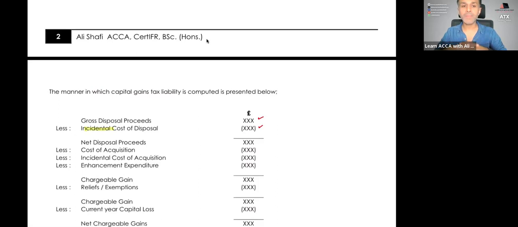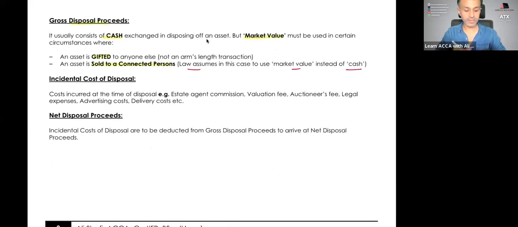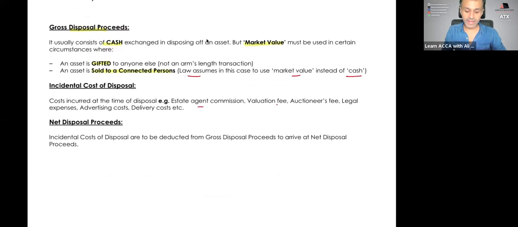All of these costs are directly associated, and deducted. So after deducting the incidental cost from the gross disposal proceeds, we end up getting what? Net disposal proceeds. You can look into that section that states estate agent commission, valuation fee, auctioneer's fees, advertisement cost, delivery cost. All of these costs are in association to sale, deductible from the gross proceeds to arrive at net.